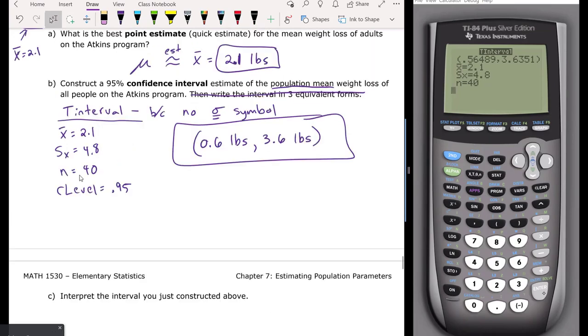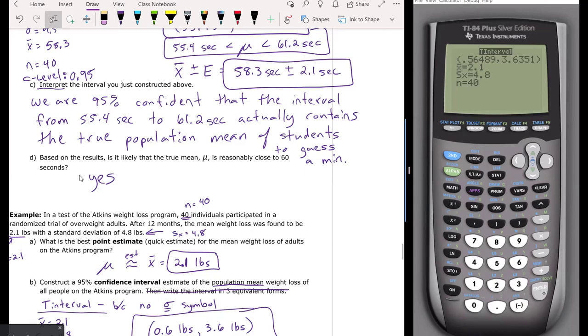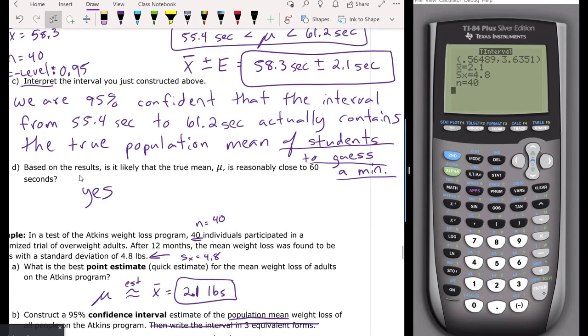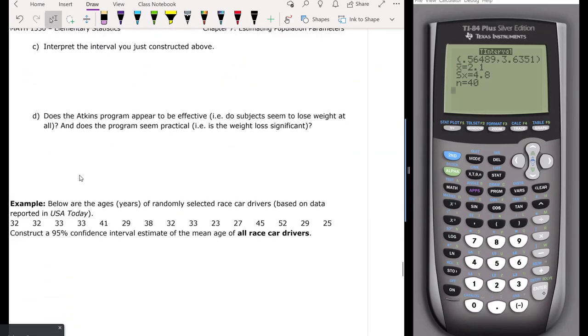The only things that really would change is you'll say the true population mean, and then on the last part of that, you're trying to say the interval actually contains the true population mean of people doing Atkins for a year. So the only part that really changes for interpretation will be that last part. So I won't do that either, but it'll be very similar to how we interpreted the one with the students guessing a minute. So it's going to be very, very similar to that as far as wording goes up until the very end. And then you have this problem right here.